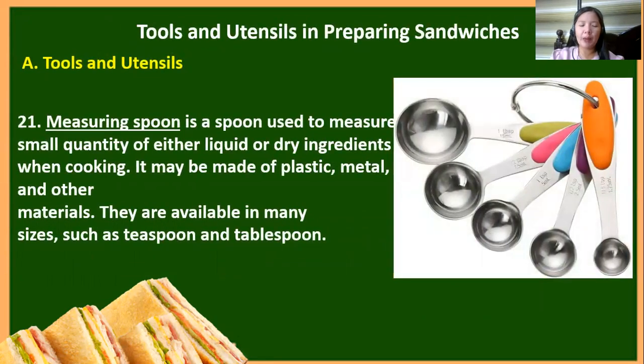Okay, we also have a measuring spoon. A spoon used to measure a small quantity of either liquid or dry ingredients. When cooking, it may be made of plastic, metal, and other materials. They are available in many sizes, such as teaspoon and tablespoon.